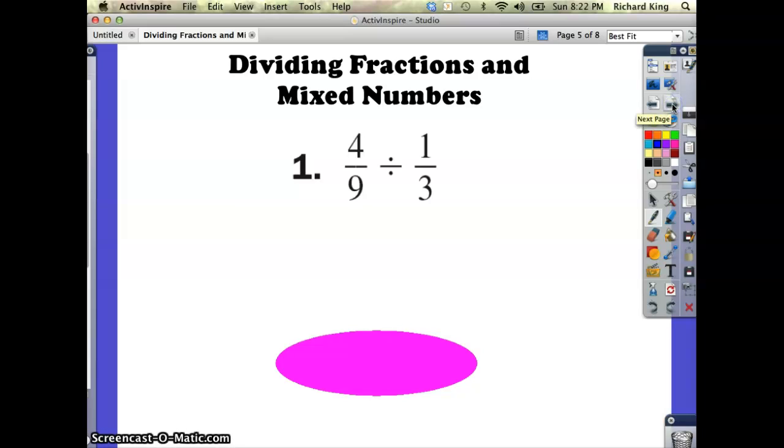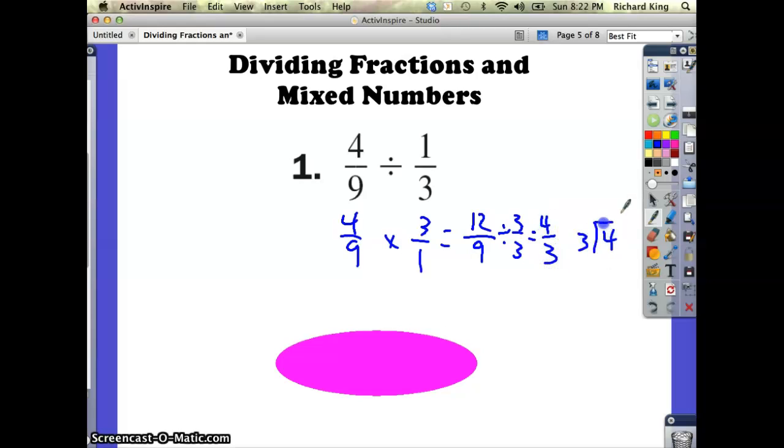Now let's do a few more examples. 4/9 divided by 1/3. So again, you're going to invert your second fraction, making that 3/1 and then multiply. So you get 4 times 3 is 12, 9 times 1 is 9. Simplify that, and that becomes 4/3. Top dog that, and you get 1 1/3 for your answer.